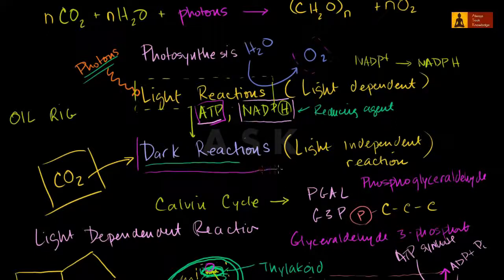And I want to highlight again, even though it's called the dark reactions, it doesn't mean that it happens at night. It actually happens at the same time as the light reactions. It occurs while the sun is out. The reason why they call it the dark reactions is that they're light independent. They don't require photons. They only require ATP, NADPH, and carbon dioxide.